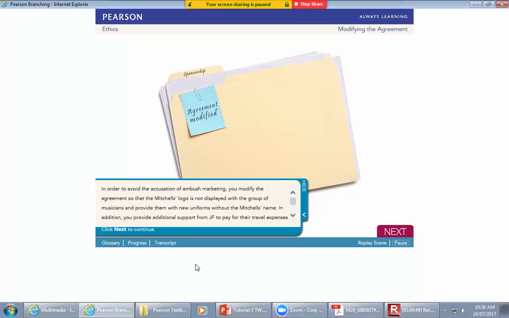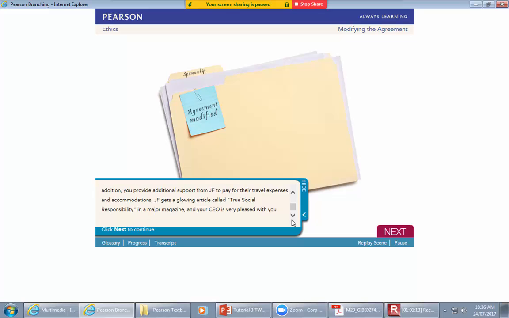Agreement modified. In order to avoid the accusation of ambush marketing, you modify the agreement so that the Mitchells logo is not displayed with the group of musicians and provide them with new uniforms without the Mitchells name. In addition, you provide additional support from JF to pay for their travel expenses and accommodations. JF gets a glowing article called True Social Responsibility in a major magazine, and your CEO is very pleased with you. Click Next to continue.